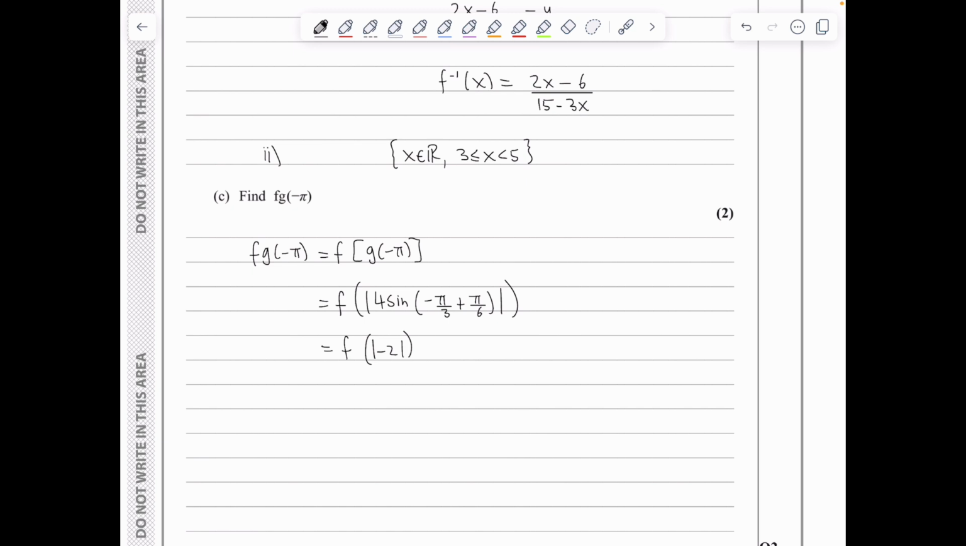So this is f of 2, which is 5 minus 4 over 3 times 2 plus 2, which gives an answer of 9 over 2.